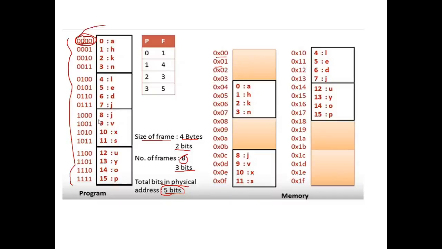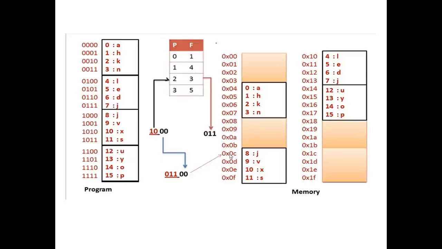Now this logical address has to be converted into a physical address. Suppose you want to translate a logical address to a physical address. In this example we have taken page number 2. So page number 2 is placed in frame number 3. Which is our page number 2? 0, 1, 2 and 3. This page number 2 is placed in frame number 3. 0, 1, 2 and 3. You can see it is placed in frame number 3.